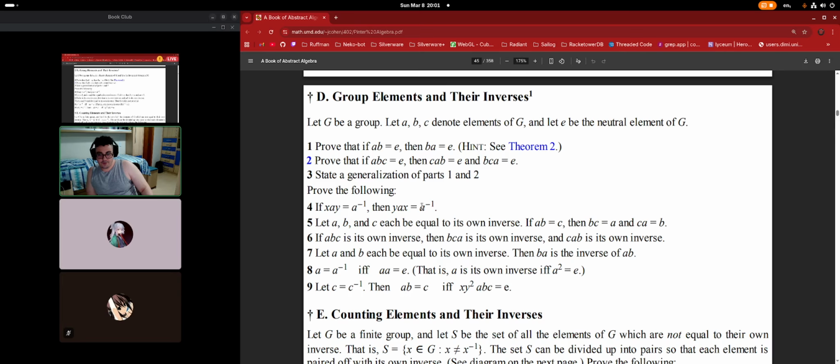Group elements and their inverses. So this talks about prove that if AB equals E, then BA equals E. Well, it's not an abelian group, so you cannot just flip that, right? Oh, but they are inverses of each other. Yeah, they are inverses of each other. You can use that fact here and say that B is actually B inverse, which is tautological, so that holds. So again, more manipulation of things, not necessarily interesting.